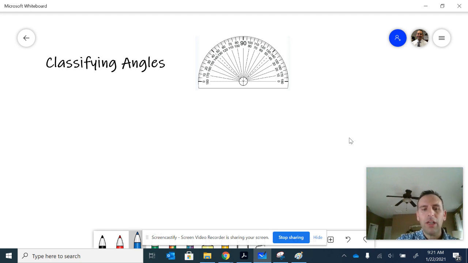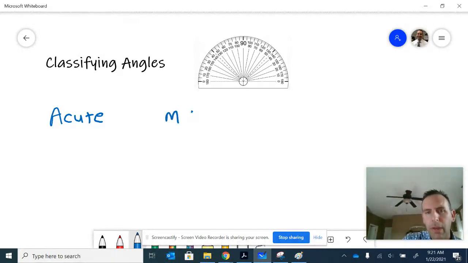Hello, welcome to a lesson on classifying angles. The first major category is acute angles. Acute angles are angles that have a measure that is between 0 and 90 degrees. I'm going to use lowercase m for measure, so the measure would be less than 90 degrees, but it would be greater than 0 degrees.